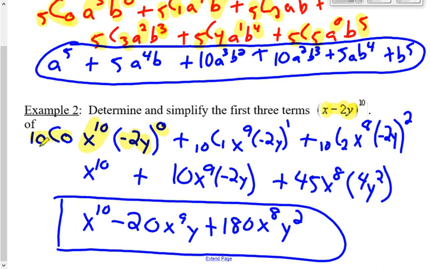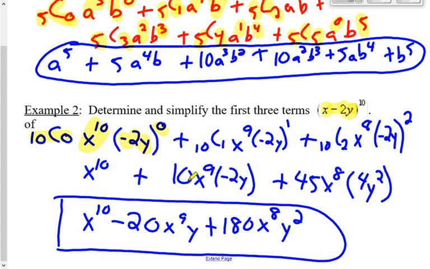Term 2, instead of 10 choose 0, 10 choose 1. Drop the power by 1, x to the 9, increase the power by 1, here we get a 1. Final term, 10 choose 2, x to the 8th, I went down by 1, negative 2y to the 2. So let's see what happens. What's negative 2y to the 0? That's just 1, so this just simplified to x to the 10th.